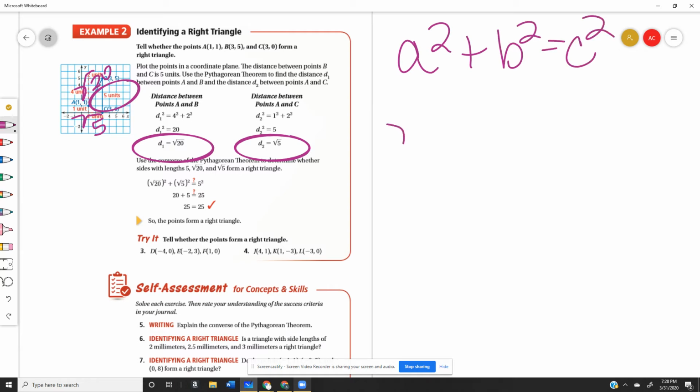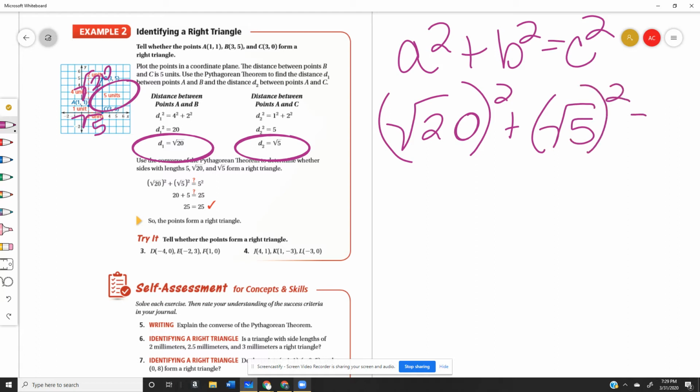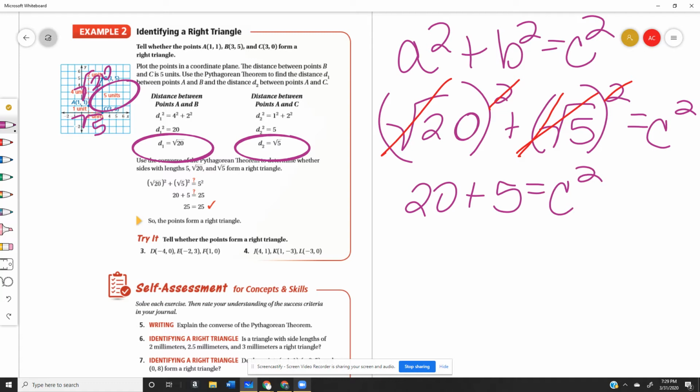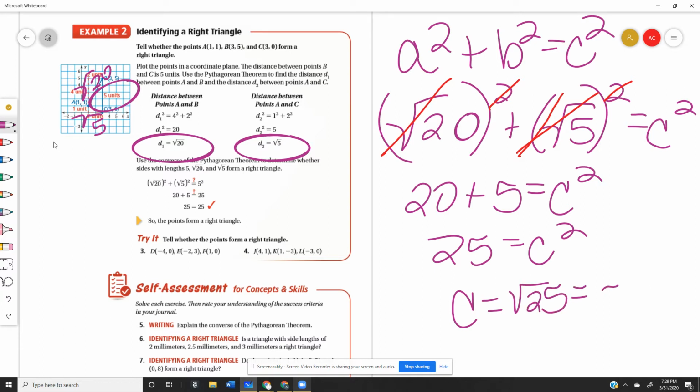So we know these are our legs. So the square root of 20 squared plus the square root of 5 squared equals C squared. Now remember that when we're dealing with square roots, if we square them, then they cancel out. So what we're left with is that 20 plus 5 equals C squared. So 25 equals C squared. C equals the square root of 25, which is 5.